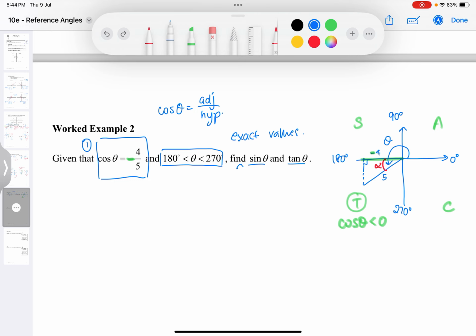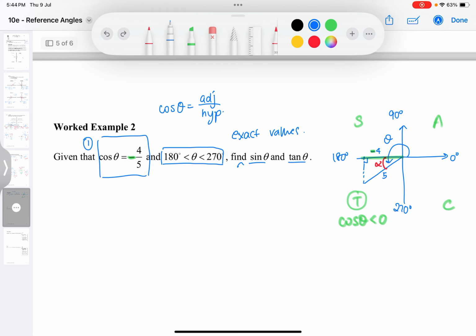If you go by the length, it's just 4 units. If this is 4 units and the hypotenuse is 5 units, then the height of this right angled triangle will be 3. You can easily find that using Pythagoras theorem. So now with this, we can figure out what sine theta and tangent theta are.